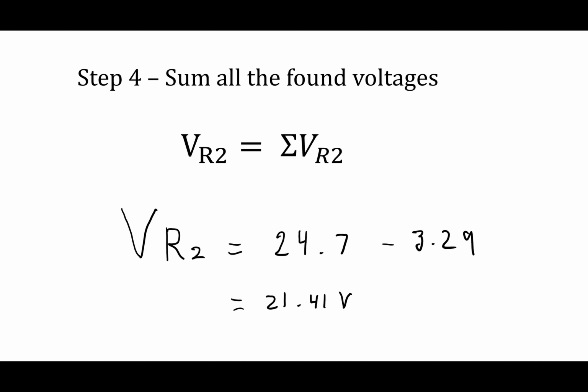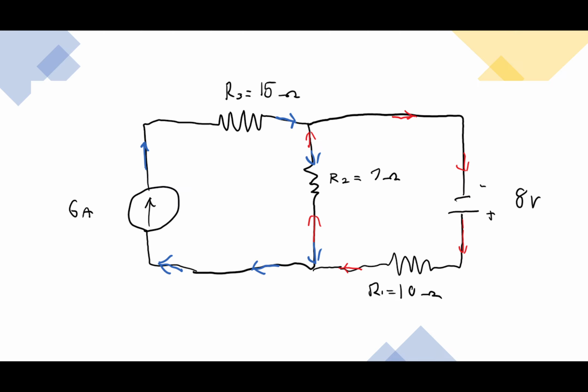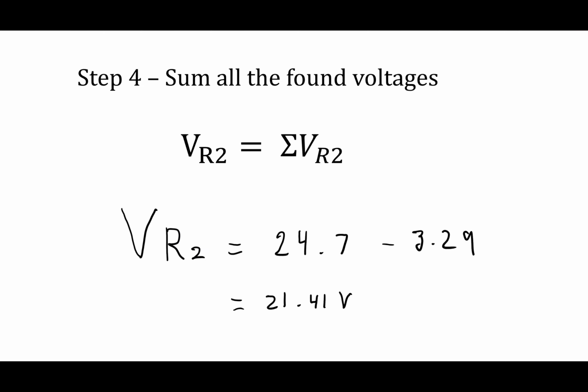Here we are in step 4, where we're going to superimpose and sum all of our found voltages. So we end up with VR2 is equal to 24.7 minus 3.29, remember the current flows are opposing, and we're going to end up with a final voltage of 21.41 volts. And that's actually all it is. That's the final step of the superposition theorem.